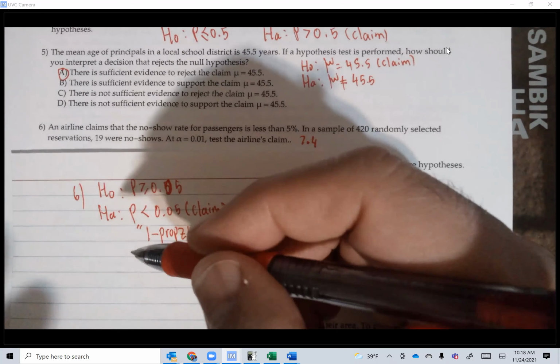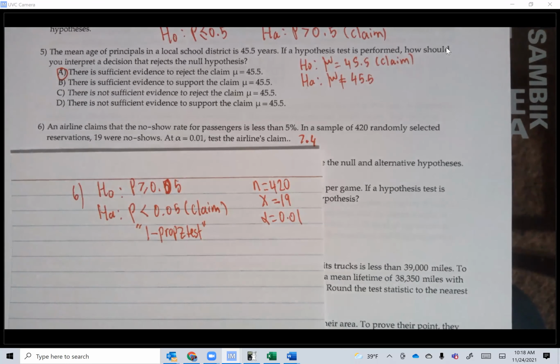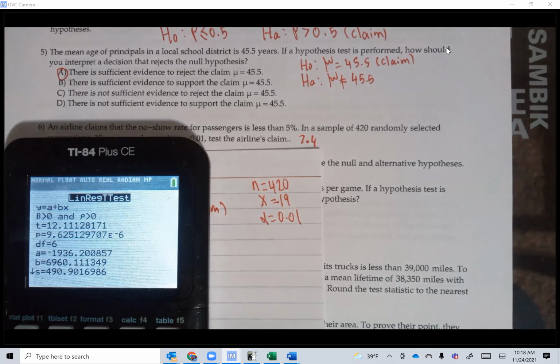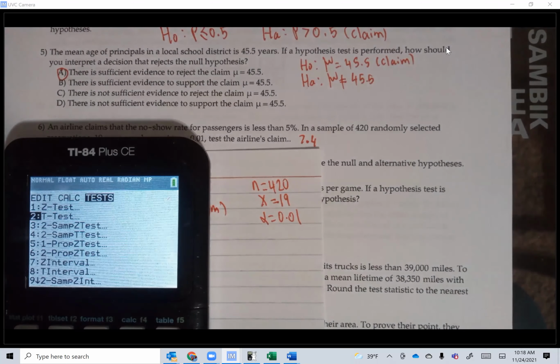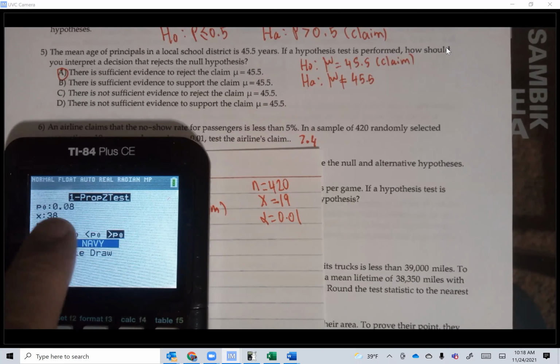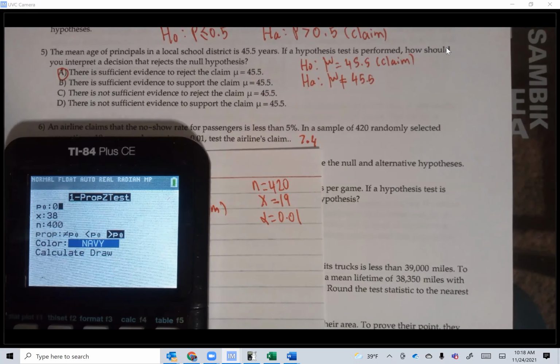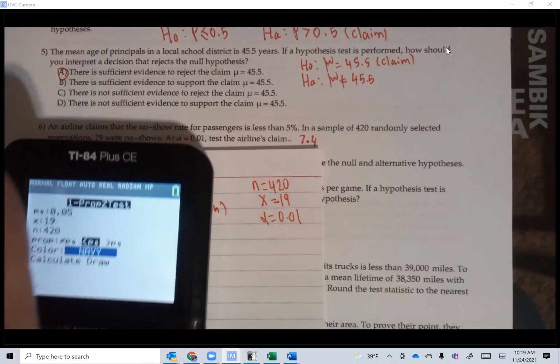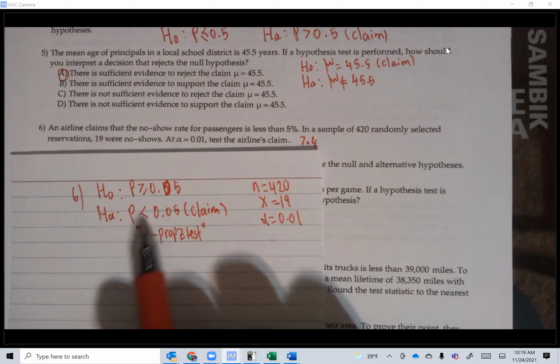And let me show you this test on the calculator. You go to STAT, TESTS, and guys, it is number 5, 1-PropZTest. Watch. You put the value in the null hypothesis, which is 0.05. You put X, which is 19. You put N, which is 420. And you put less than. You must select the alternative. It's always the alternative, whatever the alternative is.